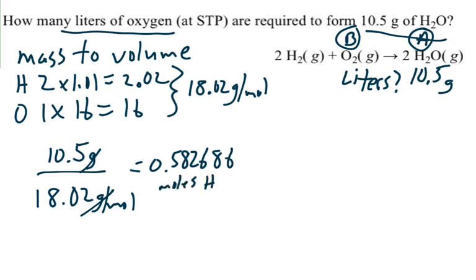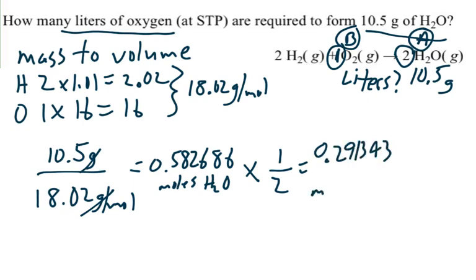That's moles of water. Now that we're in moles of A, our next step is to multiply by the mole ratio. Well, if you look here, for B the coefficient is a 1, and for A it's a 2. So the mole ratio is 1 over 2. That simply means you're going to divide that number by 2, and you're going to get 0.291343, and that's going to be moles of oxygen. Okay? But we don't want moles of oxygen. We want the volume. We want liters of oxygen.